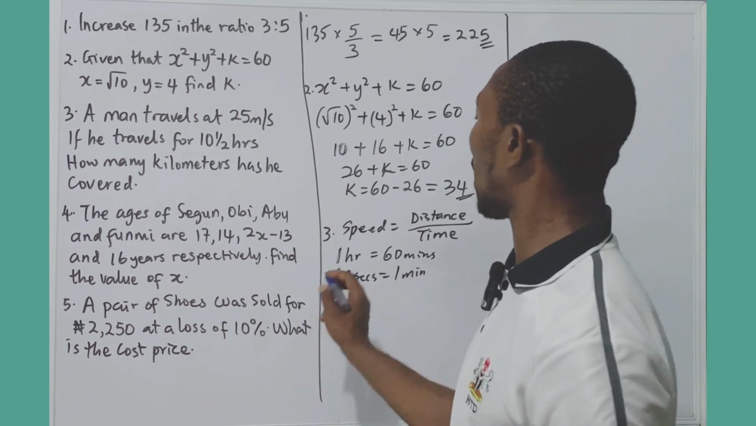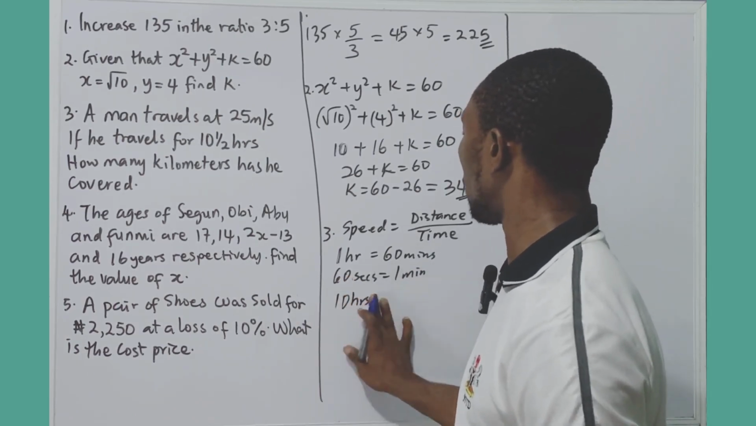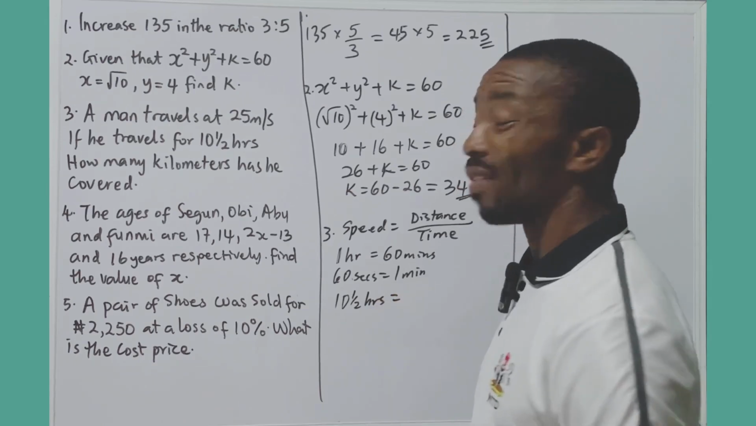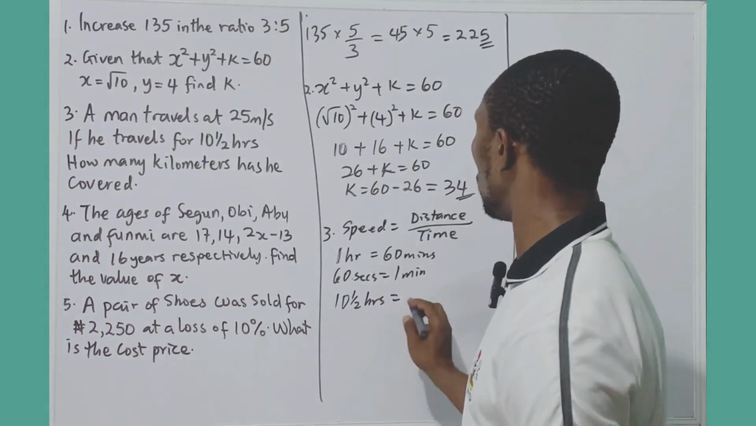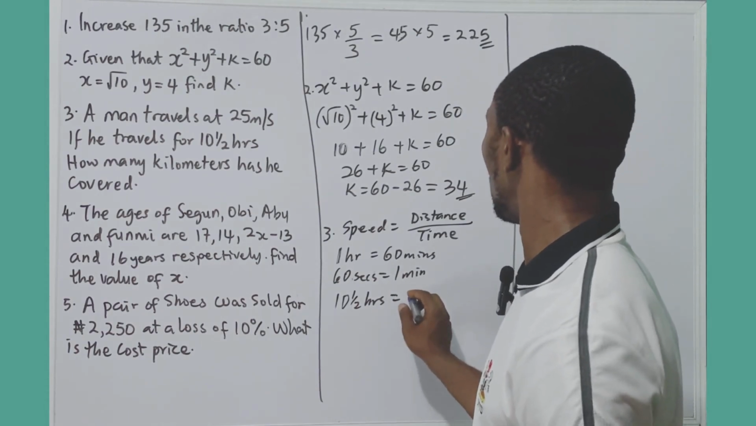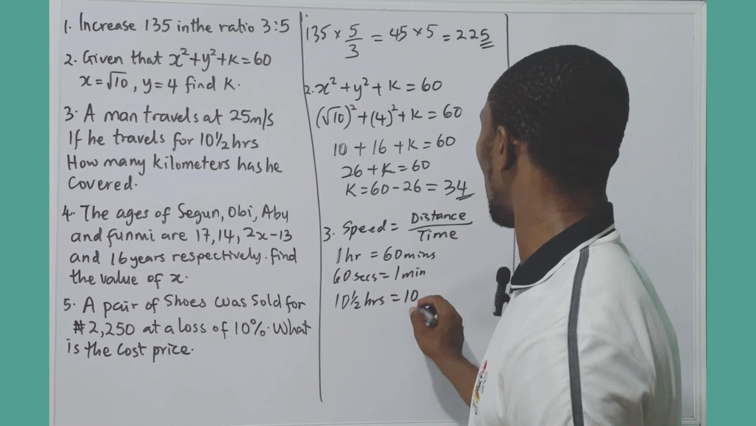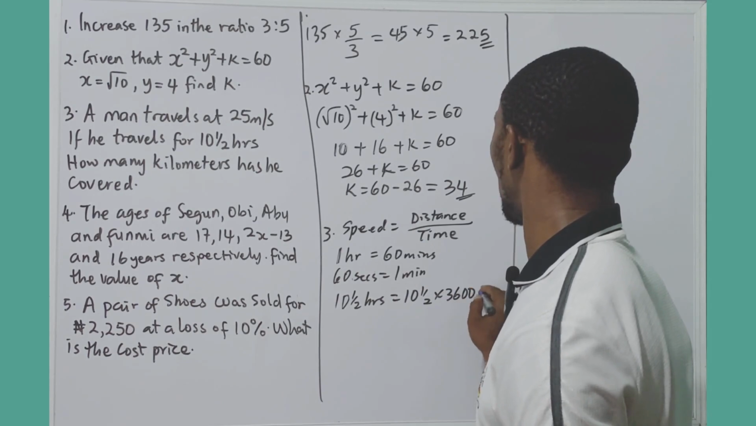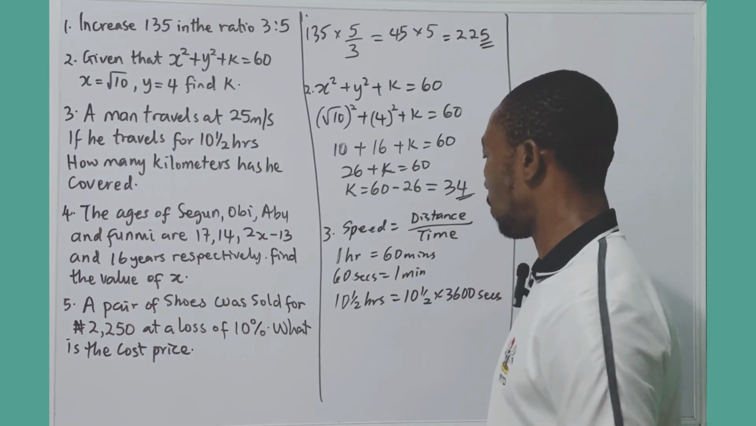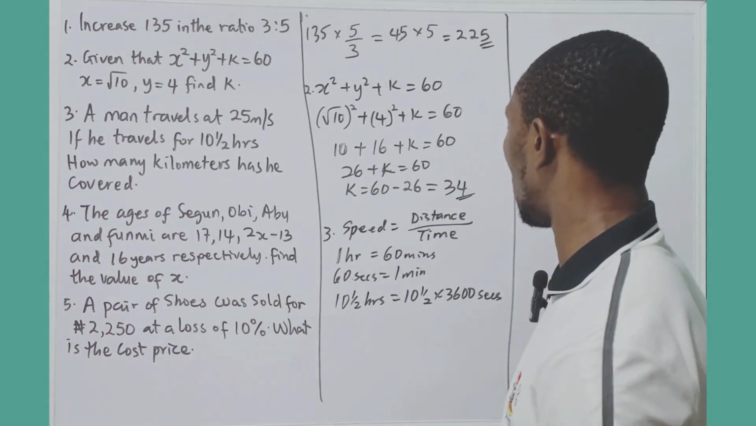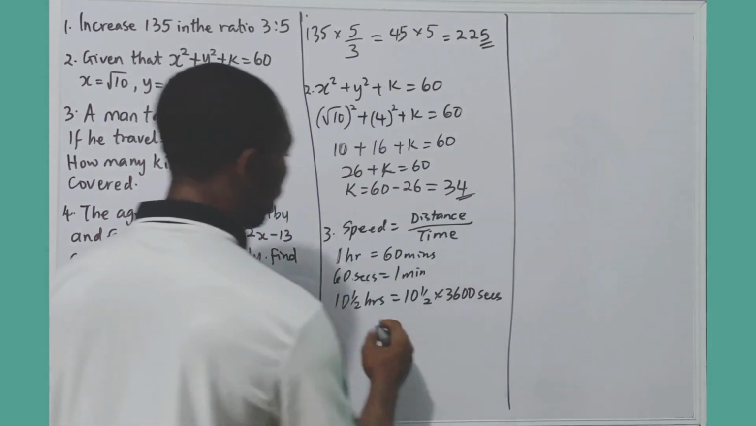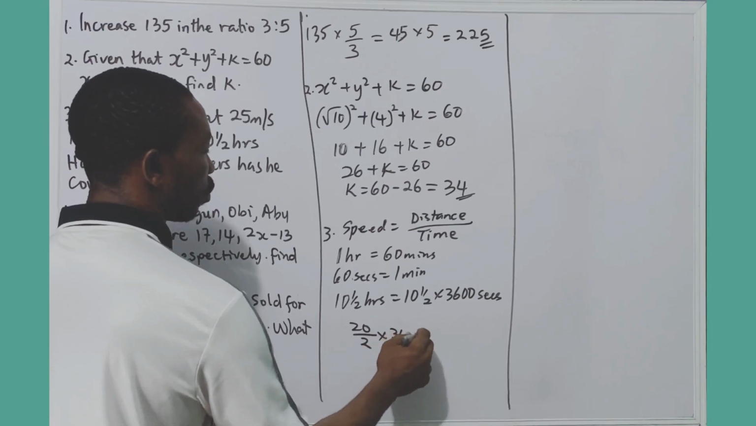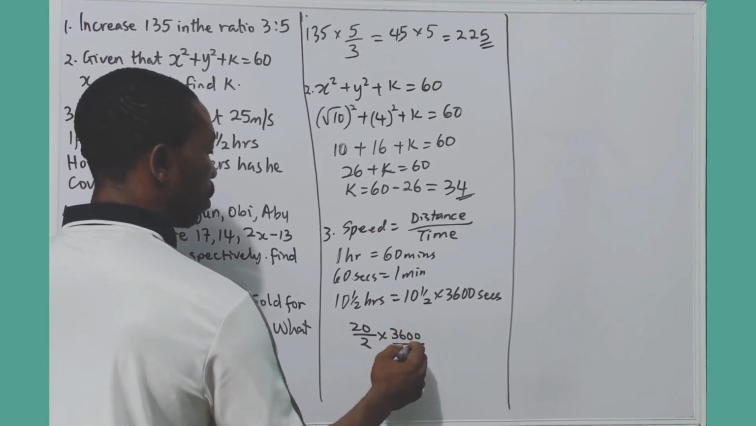Alright, now, we're having 10.5 hours. Having 10.5 hours would be 10.5 times 3,600 seconds. Okay, 10.5 times 3,600 seconds. So we can change this to be 21 over 2 times 3,600 seconds all over 1.